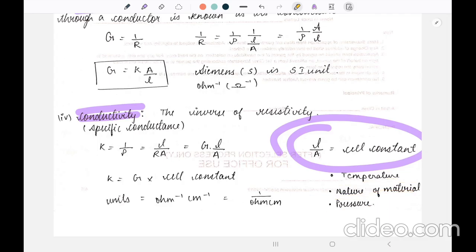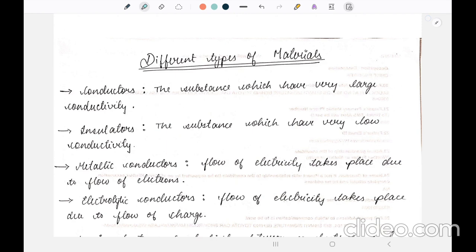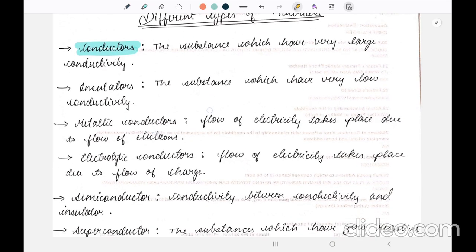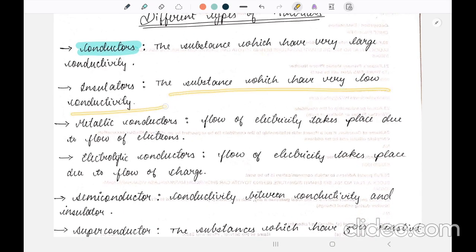Now we'll be studying the different types of materials. So the first category of materials is the conductors. So these are the substances which have very large conductivity. For example, metals and their alloys, certain non-metals like carbon black, graphite, and some organic polymers are electronically conducting. Next, insulators. So these are the substances which have very low conductivity. Some of the examples are like glass, ceramics, etc.